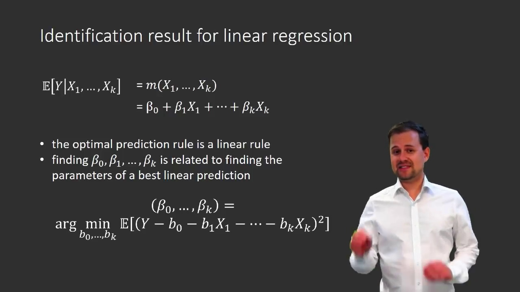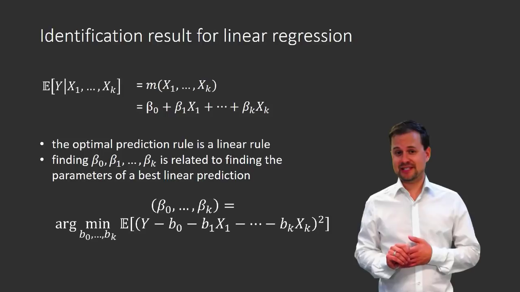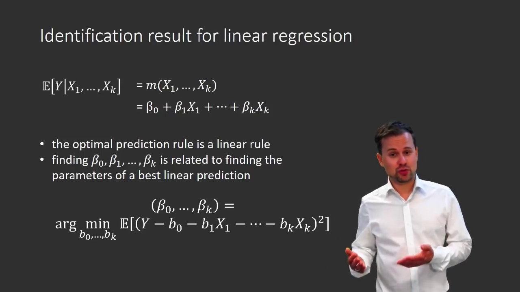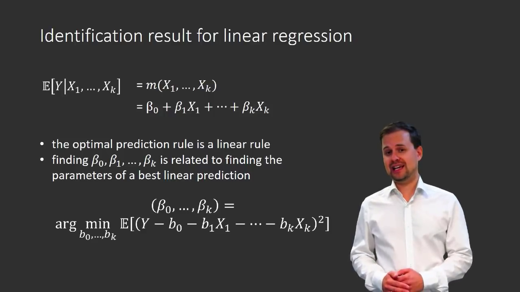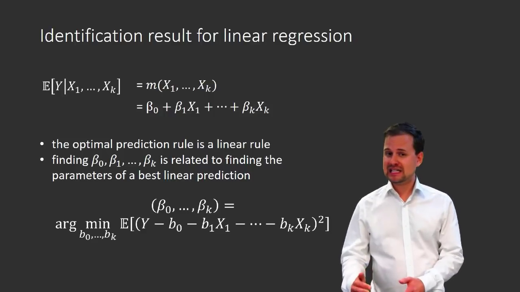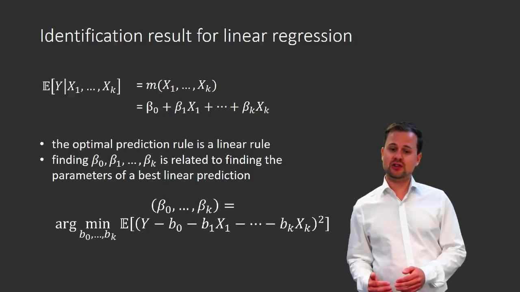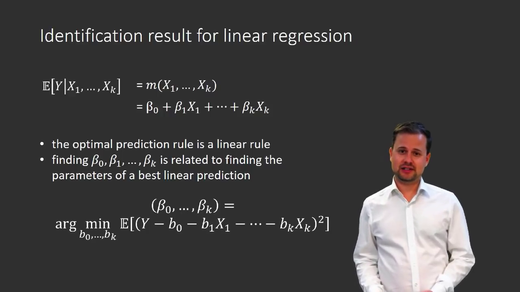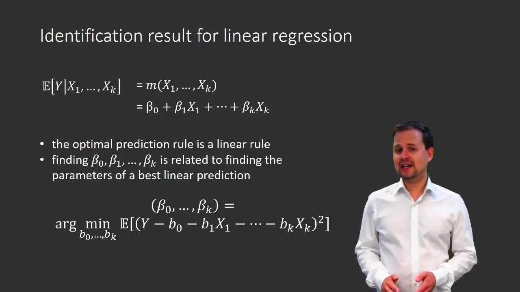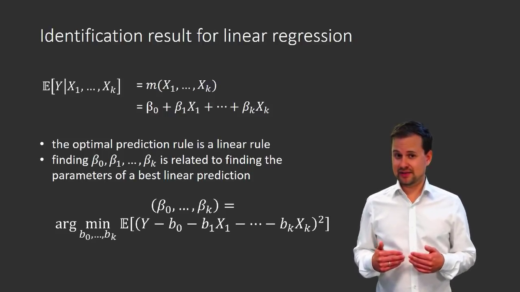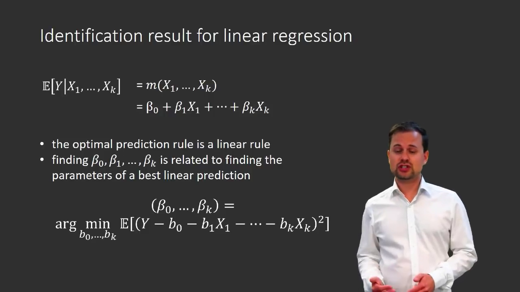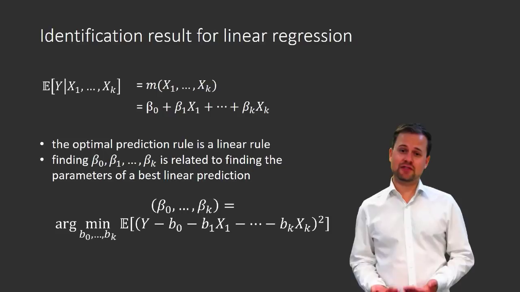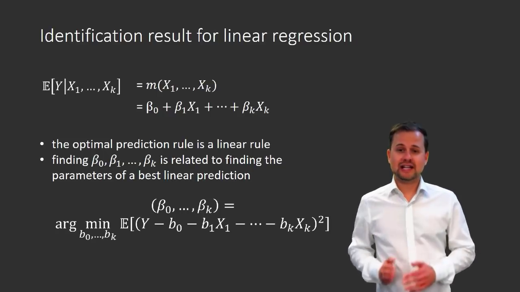There is still a tiny problem with our identification result. Namely, there is no guarantee that the minimization problem on the right-hand side has a unique solution. In other words, there might be multiple combinations of beta values that give rise to the same minimal value on the right-hand side. That is something that we don't like, and so we're going to introduce an additional assumption that rules this out. Assumptions that guarantee the uniqueness of a solution are often called full rank assumptions.